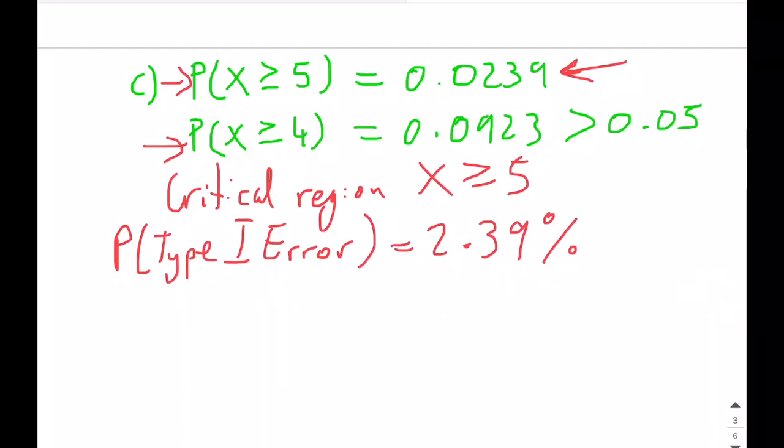So for the probability of a type 1 error, find your critical region. So find the first value that leads to you rejecting H0, your critical value, and then find the probability of that critical region. That's the probability of the type 1 error.